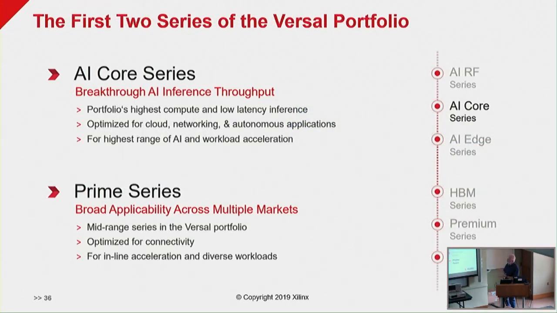So the first two members of this family are the AI Core series and the Prime series, and they differ primarily in that the AI Core series has these new AI engines that we talked about a little bit in Luke's talk, and I'll go into that in a little bit more detail. And we see that there will be different mixes required for different markets, basically. And we have a portfolio of building blocks with which we can assemble these devices so we can actually tune them for different market segments. And we'll show you some of those building blocks and how they work.